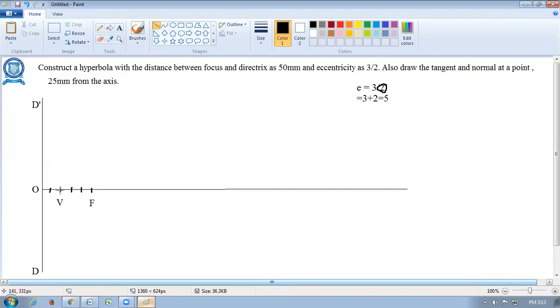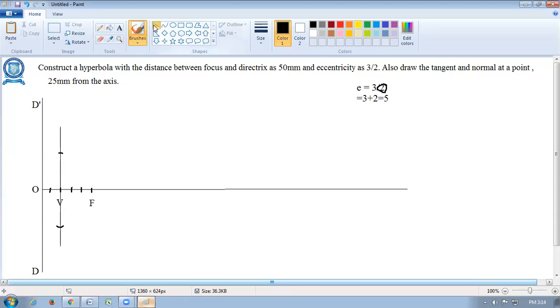The next step is we have to draw a straight line through the vertex point, parallel to the directrix. Then place the compass at the focus F, measure the distance FV, and cut an arc on this vertex line.